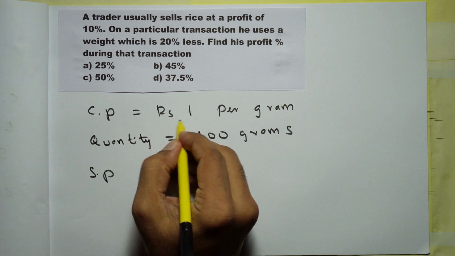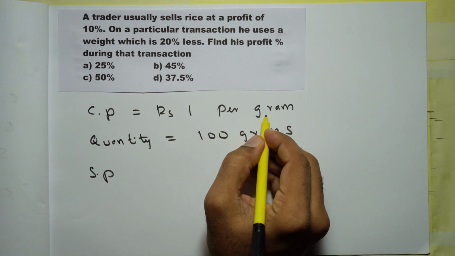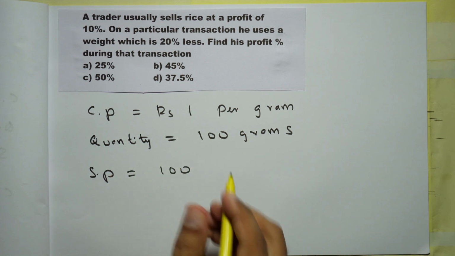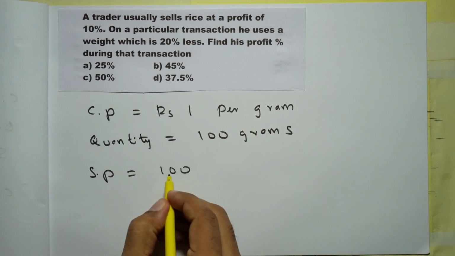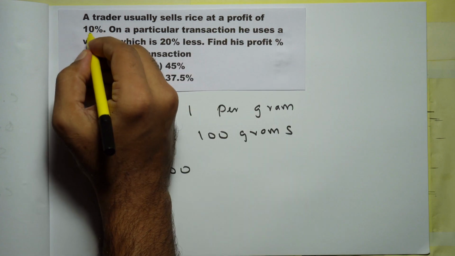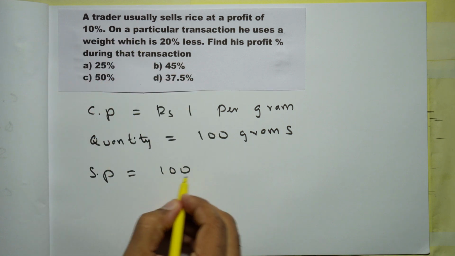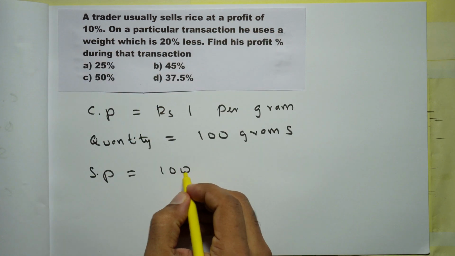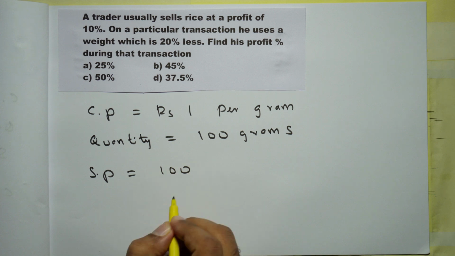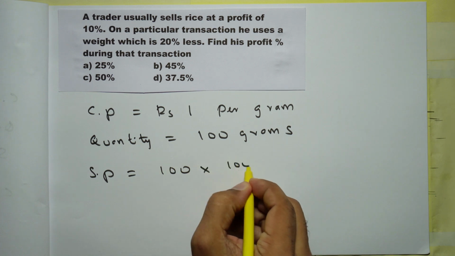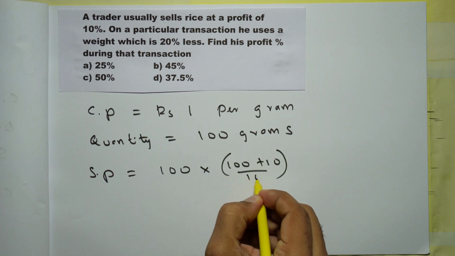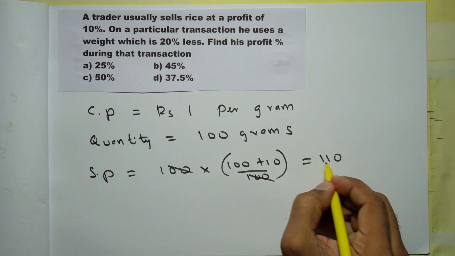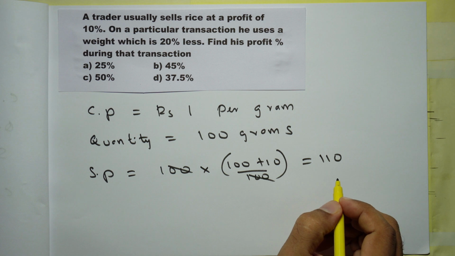Now we are assuming that the cost price is 1 rupee per gram, and like that for 100 grams it will be 100 rupees. However, he sells with a profit of 10%. So if he is selling it at 100 rupees, there will not be any profit. Now he should actually get 10% profit. To get 10% profit, you have to increase this value by 10%. So 100 into (100 plus 10) by 100. 100 and 100 cancel off. 100 plus 10 you will get as 110. So his actual selling price will be rupees 110.